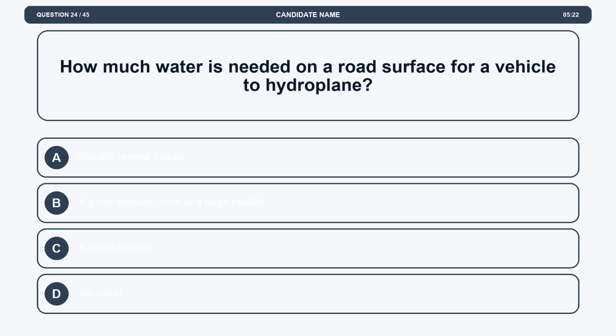Question 24. How much water is needed on a road surface for a vehicle to hydroplane? Option A, usually several inches. Option B, a good amount, such as a large puddle. Option C, a small amount. Option D, no water.